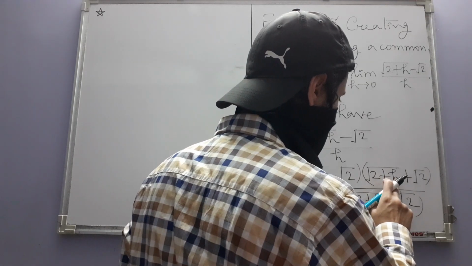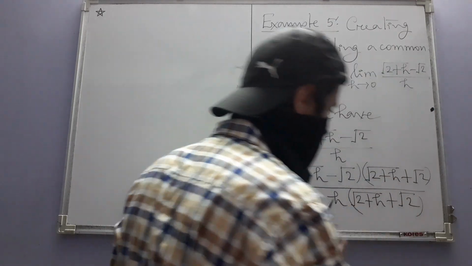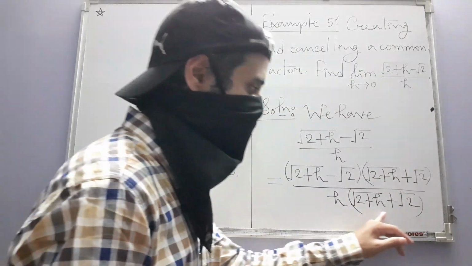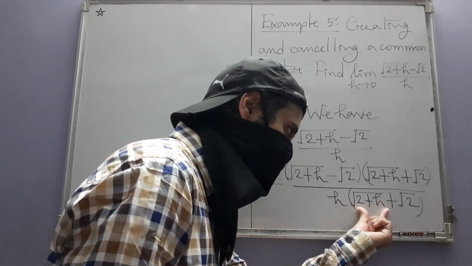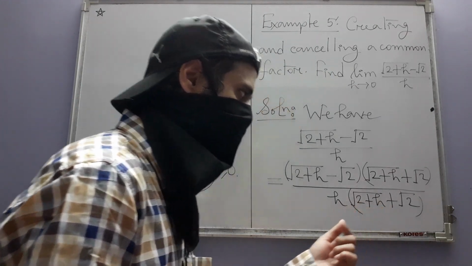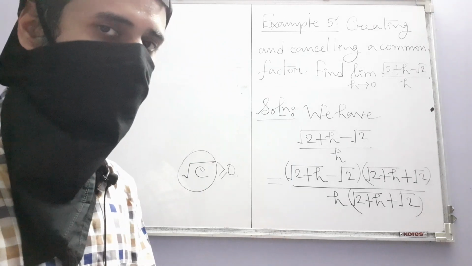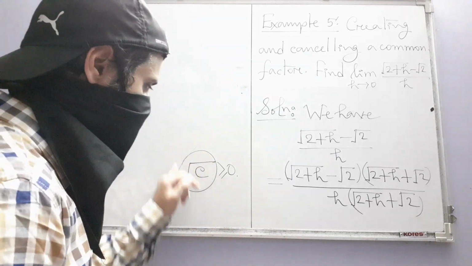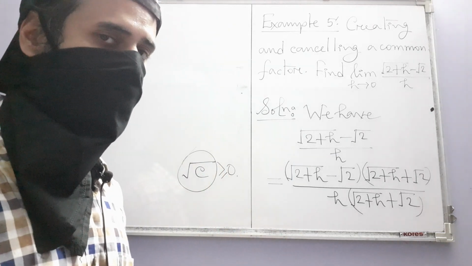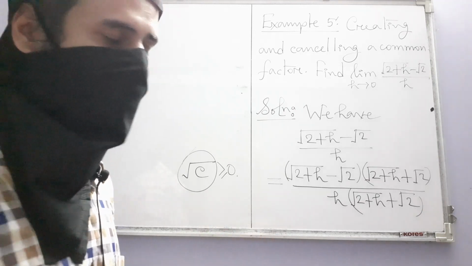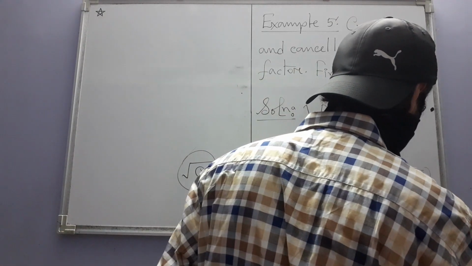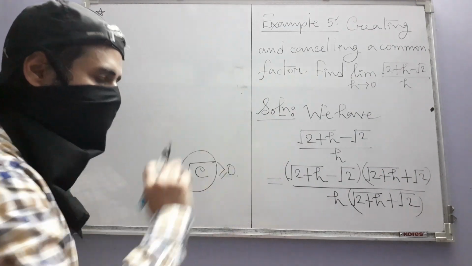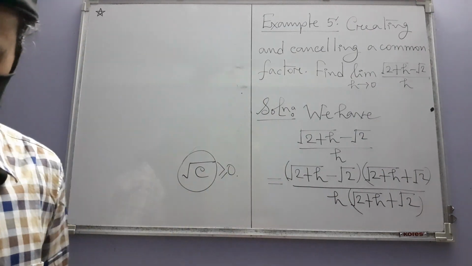but can this sum be 0? In order for the sum to be 0, this radical should be equal to minus square root of 2, but this is never minus, this is always non-negative, it is never negative. So that's why this is always non-zero. So this step is a legitimate step. No problem with this.